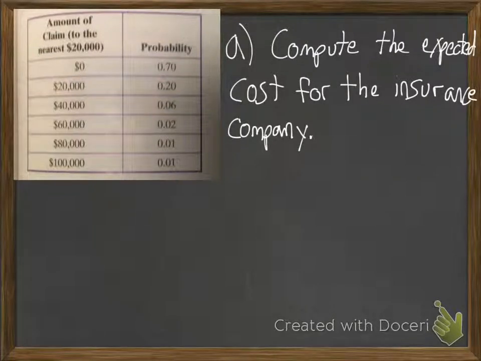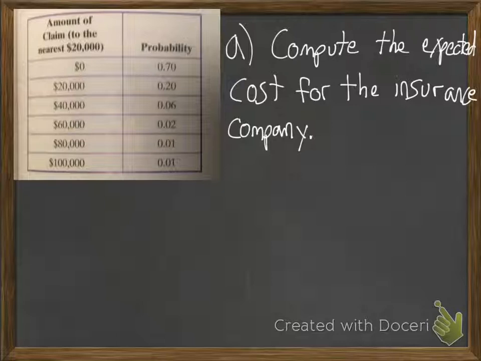Okay, this is a problem from your textbook. It's actually problem number 4. We're given some numbers here for an insurance company for some policy. Now, it could be an auto policy, it could be life insurance, probably not life insurance, but some accident policy. And we're asked to compute their expected cost for the insurance company.